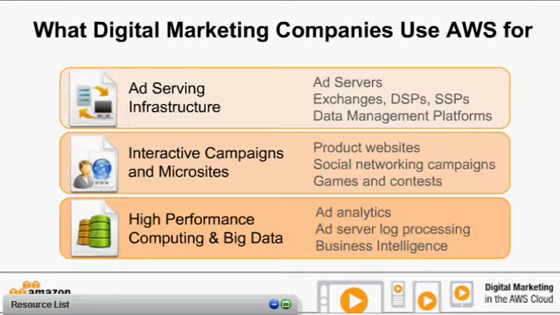And so here are some use cases of what digital marketing companies do on Amazon Web Services, such as what we'll talk about later, ad serving infrastructure. So having ad exchanges and demand-side platforms and supply-side platforms, interactive campaigns and microsites, product websites, games and contests, or high-performance computing and big data, so on the back end doing ad analytics, ad server log processing, and feeding data for business intelligence.